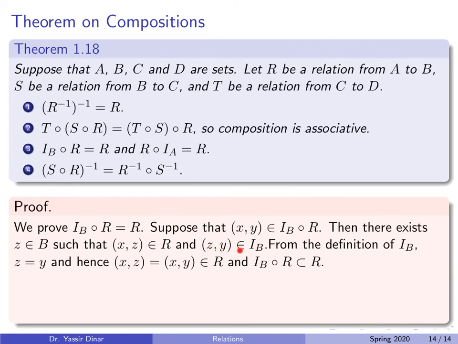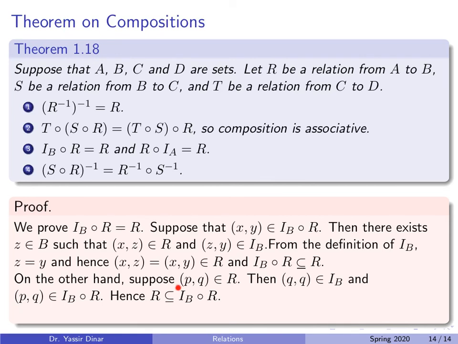But we know the definition of the identity relation. So if (z, y) is in the identity relation on B, that means z has to be equal to y. So replacing the value of z here in the relation R, we find that (x, z) is just equal to (x, y), and this by hypothesis belongs to the relation R. So we take a pair of elements in the composition of these two relations, and we find the same pair of elements in R. That means this composition is a subset of the relation R.